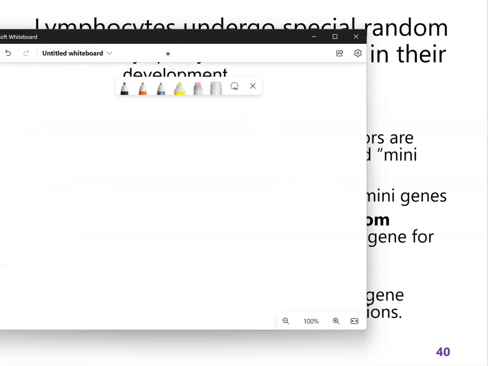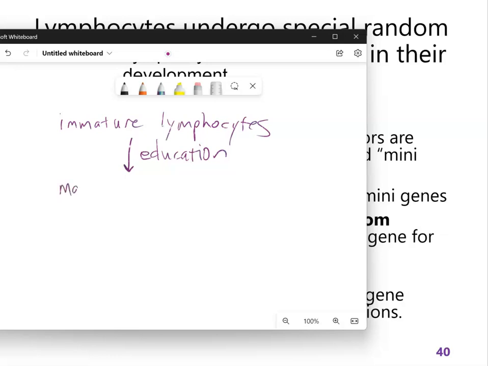So they start as, oh cool, galaxy, immature lymphocytes. Whether they are B cells or T cells, they start as immature lymphocytes. And they go through a process of education. If they survive that process, they become mature but naive lymphocytes.